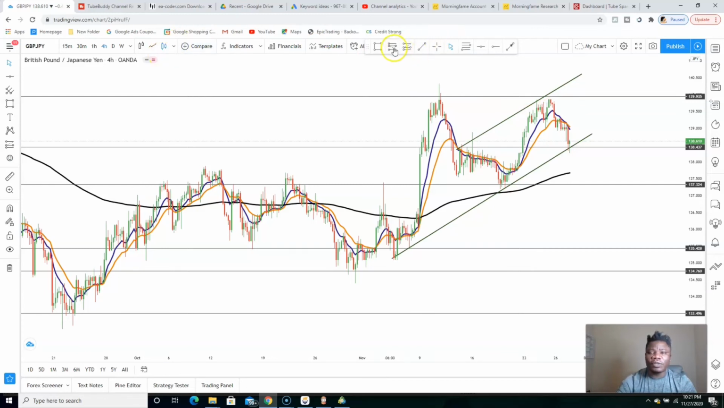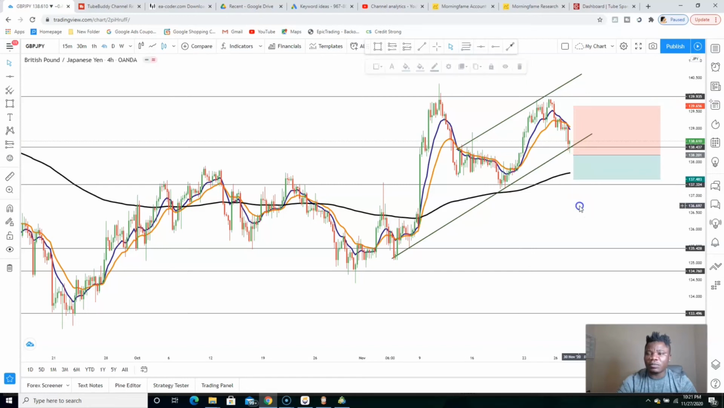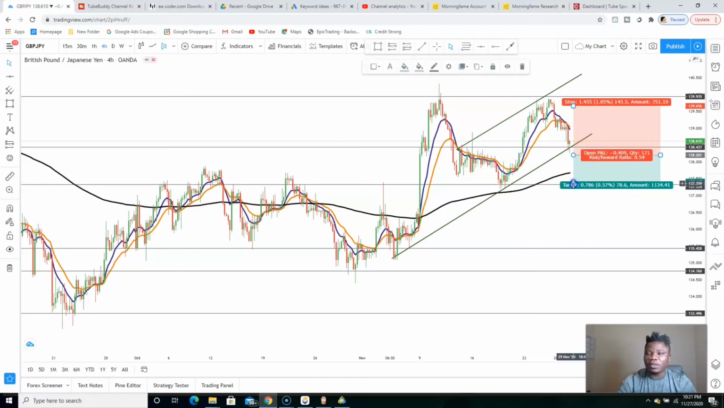So if we take a look at this, we pull out our short position tool. Since we're going to be selling this, we look at it like, how many pips? Because this is a GBP pair and it's very volatile. It moves real good. So I'm just trying to calculate how many pips this is, guys. We're looking at like 80 pips for this.